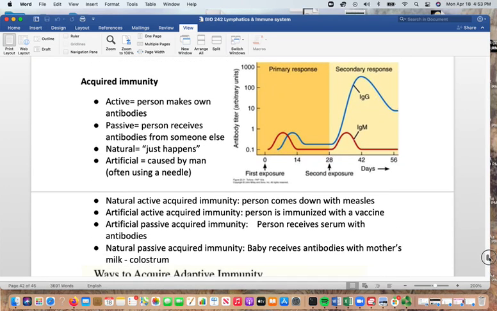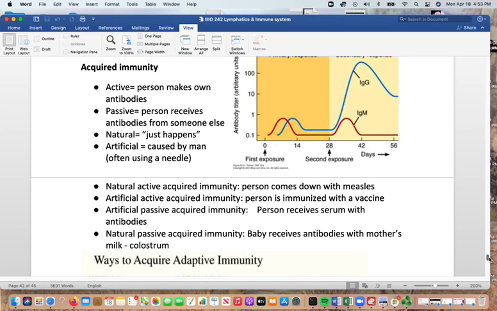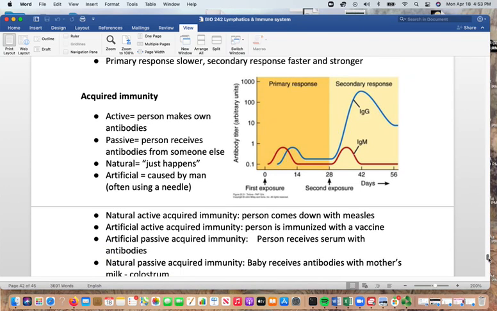So when we look at active immunity, this is the person who makes their own antibodies. Where passive, the person is going to receive antibodies from someone else. So passive is very temporary. This is comparing the immune responses here, where you look at IgM and IgG and their levels. So showing a primary response and secondary response of the levels.